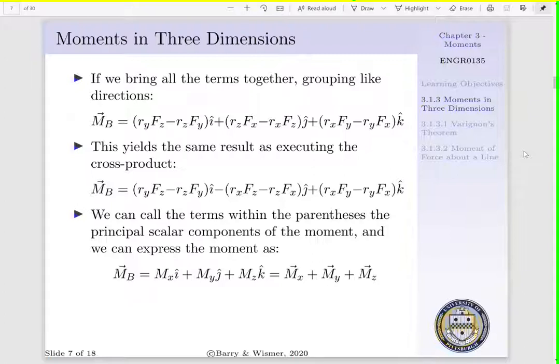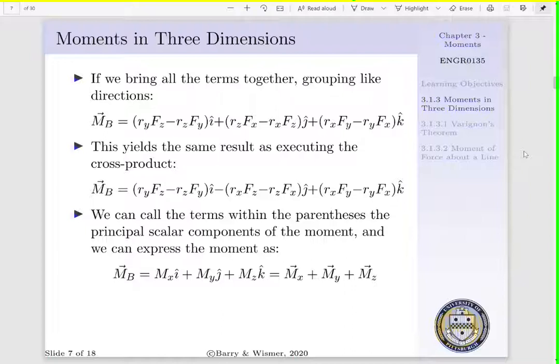Now we note this would yield the same product as executing the cross product of r and f, which would be the quantity r sub y, f sub z, minus r sub z, f sub y, i hat, minus the quantity r sub x, f sub z, minus r sub z, f sub x, j hat, plus the quantity r sub x, f sub y, minus r sub y, f sub x, k hat.